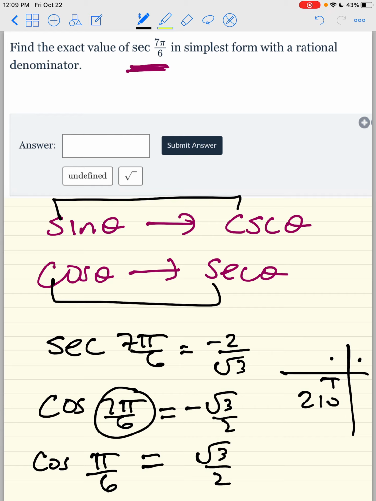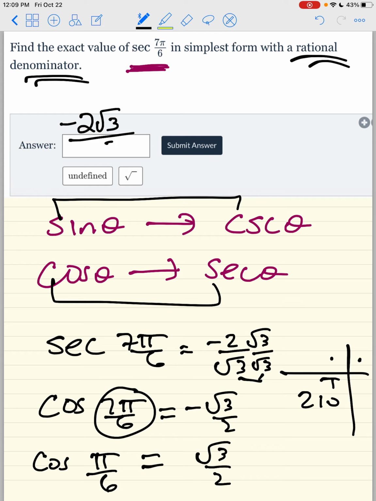I'm basically finished. The only problem is I can't keep a radical in the denominator. So you multiply by radical 3 over radical 3. Your final answer is negative 2 square root of 3 divided by square root of 3 times the square root of 3, which is the square root of 9, which is really 3. Okay?